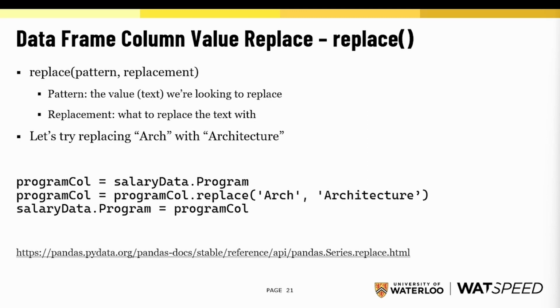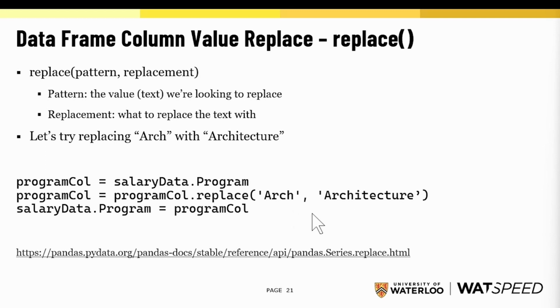Here's our strategy in action. First, we create a new column. Let's call it program call. And we set it equal to salary-data.program. This gives us a copy of our data frame column. Next, we set our program call equal to the result of program call.replace, where we do our replacement of ARCH with the full word architecture. Finally, we put this clean column back into our data frame by saying salary-data.program equals our cleaned column.